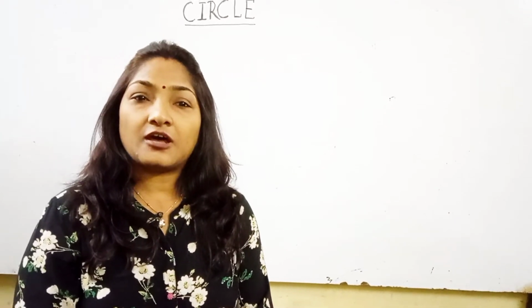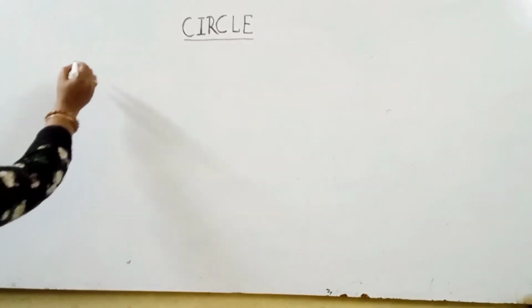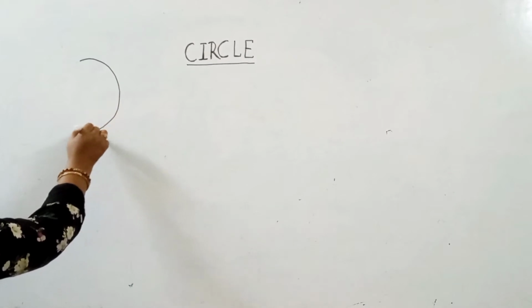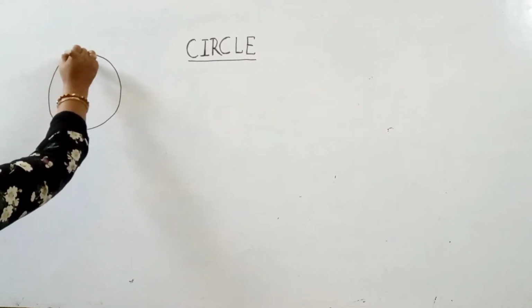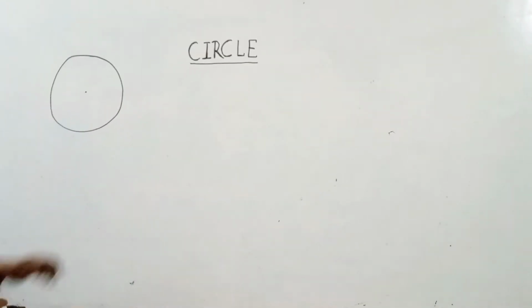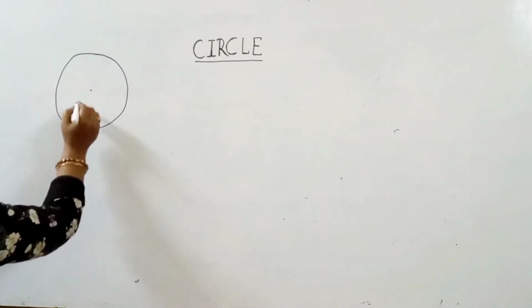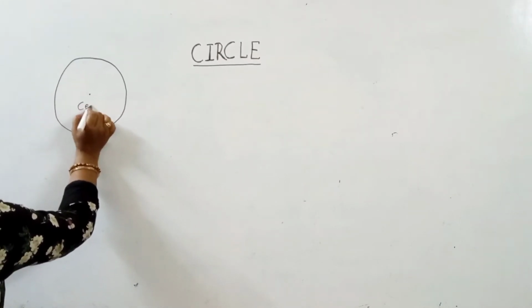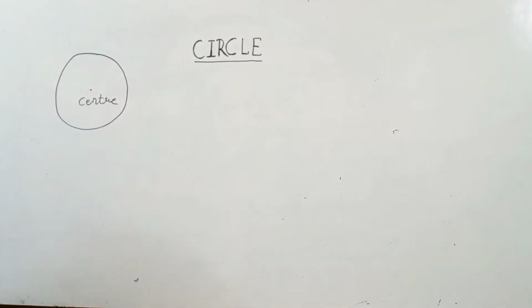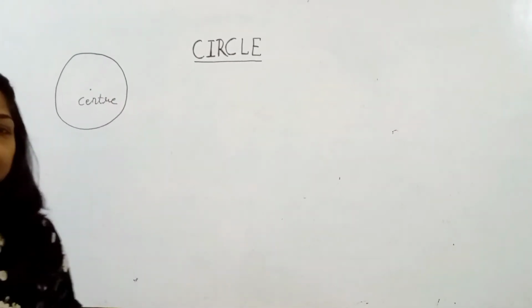Circle means the path of a movable point maintaining equal distance from a fixed point. That means suppose a movable point is here, at a distance from a fixed point. This fixed point is known as your center.